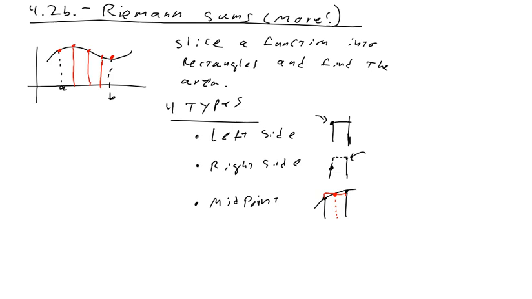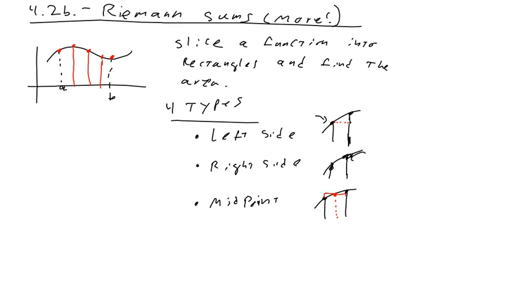right? Instead of using the left edge or the right edge, where you're missing more chunks of the curve, right? With the left side, you use the height here. With the right side, you're using the height over here. With the midpoint one, you're using the middle point, halfway between the 2 edges.